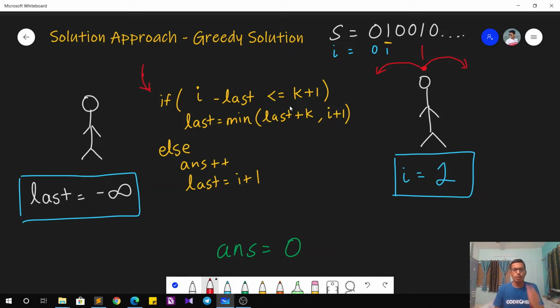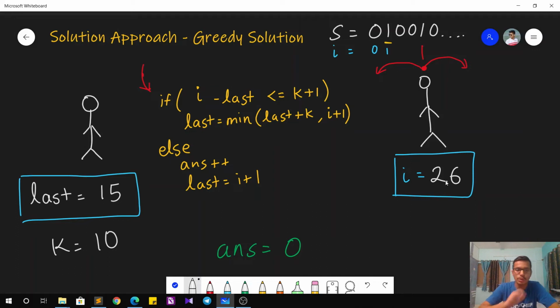Okay, so to give a small example, let's say we have iterated some part of the string, and at some point the last person was standing at position 15. The value of k given to us was, let's say, 10, and the current ith person is standing at position, let's say, 26. As you can clearly see, what is the distance between them? The distance between these two people is 26 minus 15, that is 11. So can they be friends? Yes or no? Yes, they can be friends. Why?